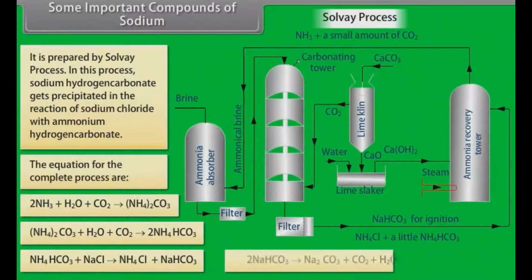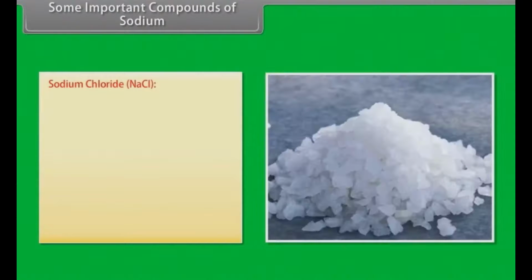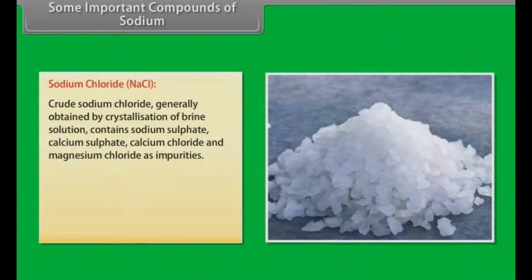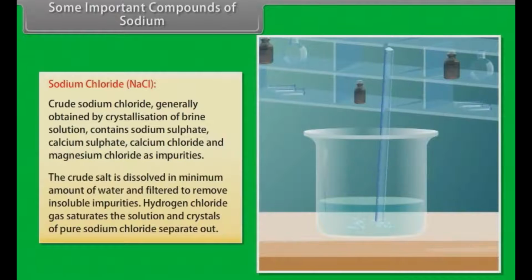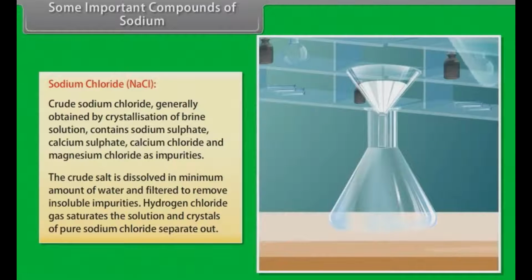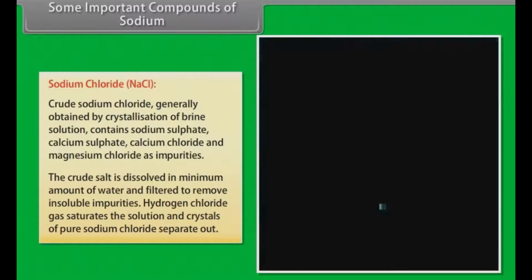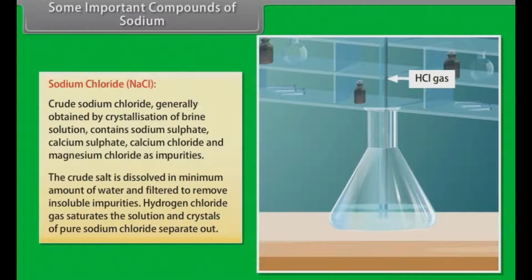Sodium chloride. Crude sodium chloride, generally obtained by crystallization of brine solution, contains sodium sulfate, calcium sulfate, calcium chloride, and magnesium chloride as impurities. The crude salt is dissolved in a minimum amount of water and filtered to remove insoluble impurities. Hydrogen chloride gas saturates the solution and crystals of pure sodium chloride separate out.